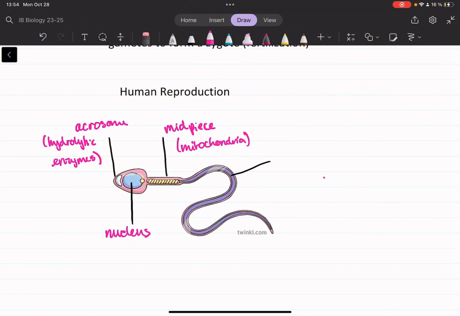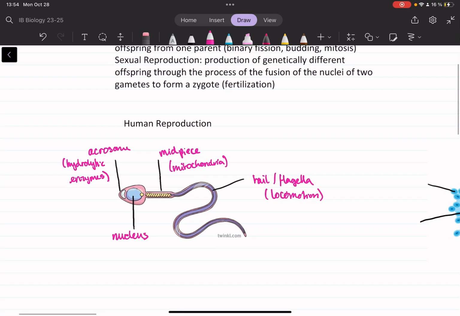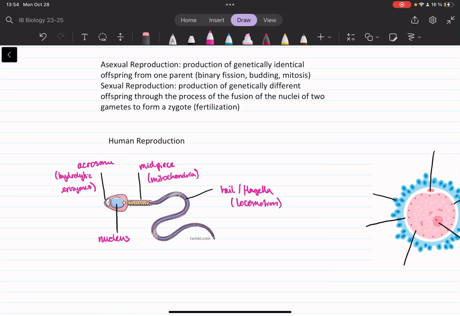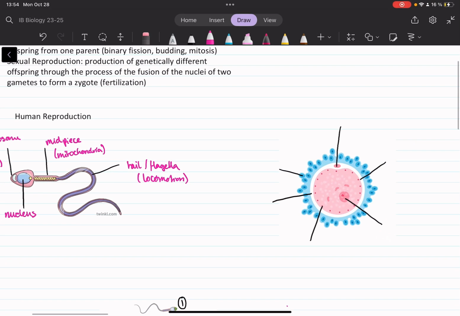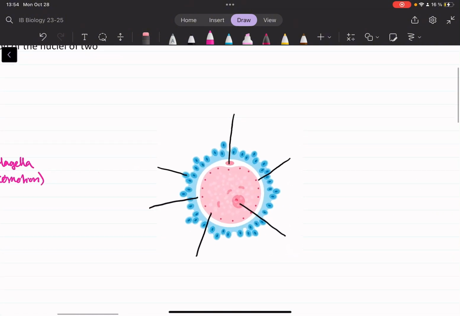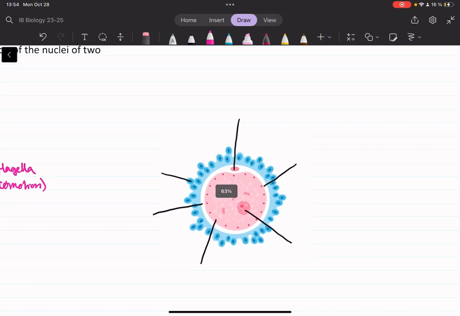And then finally we have the tail, or the flagellum. And this is used for locomotion, or essentially movement, to be able to move forward. Now, that's it for the sperm. Now we can move on to the egg, which there are slightly more components to.